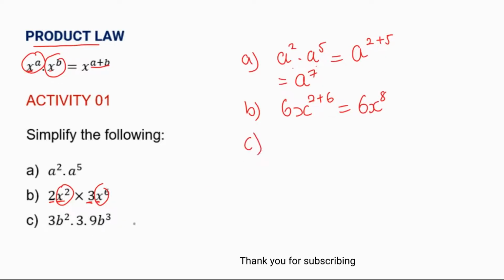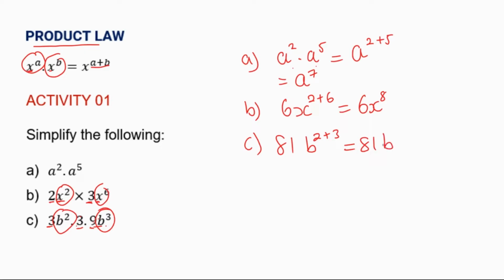And then C, we have 3, 3, and 9. Can we change this 9 to 3 squared? But it's fine. We can say 3 times 3 times 9, which is 81. So we have 81. And then this power and this power have the same base, so we can add the exponents here. It becomes 2 plus 3. So meaning that we have 81 and b to the power 5.